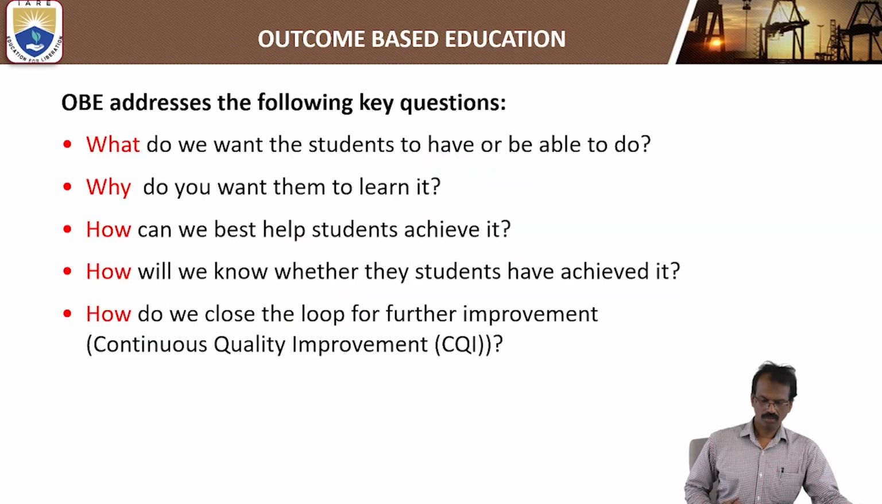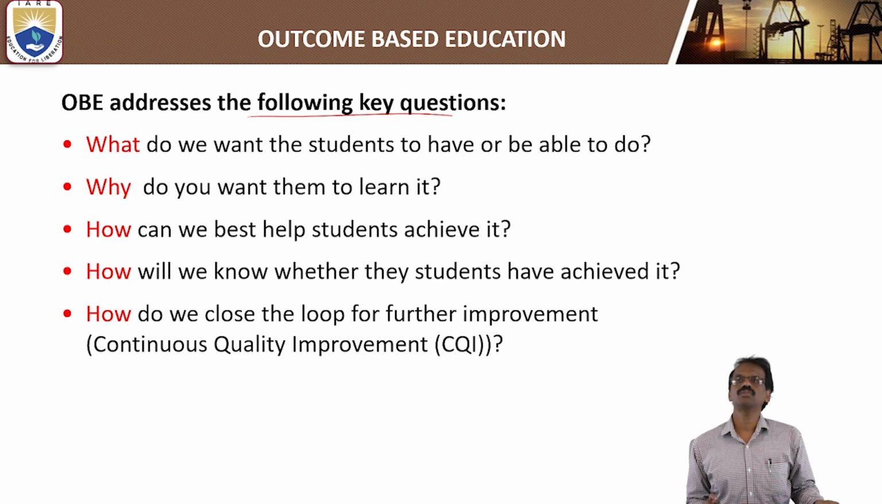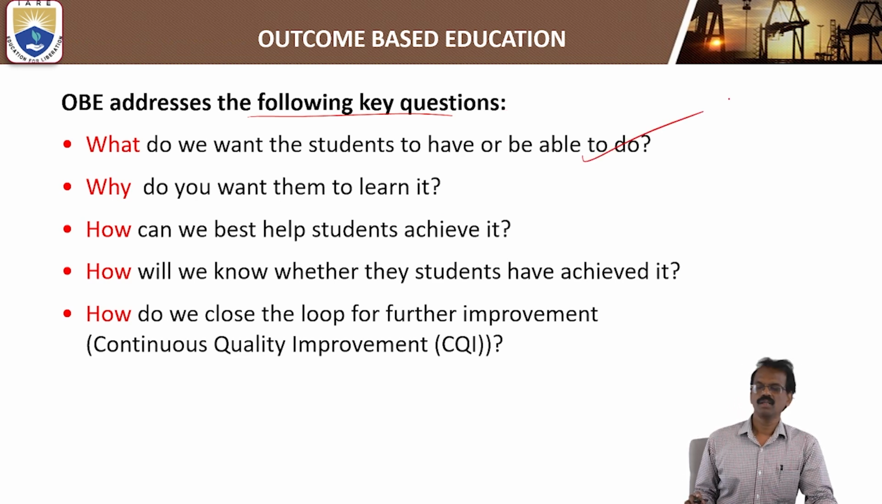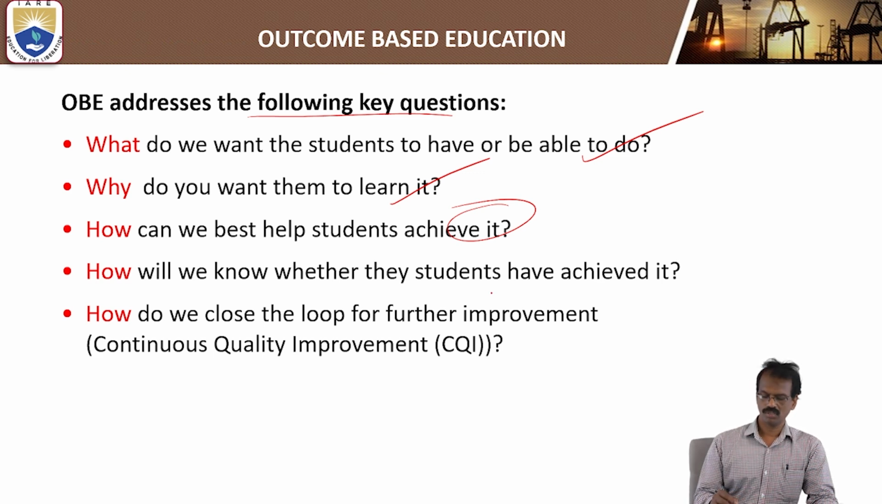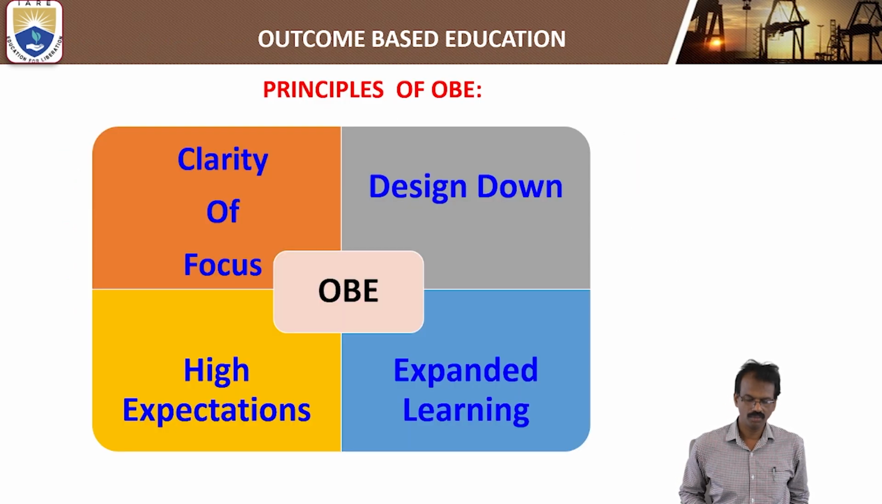So OBE addresses the following key questions. Mainly, what do we want the student to have or be able to do after the completion of the course? Why do we want them to learn it, and how can we best help students to achieve it? How will we know whether the students have achieved it or not? And how do we close the loop for further improvement? This is the continuous quality improvement. By asking these questions, you can develop the OBE principles.